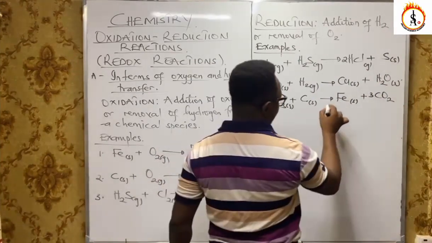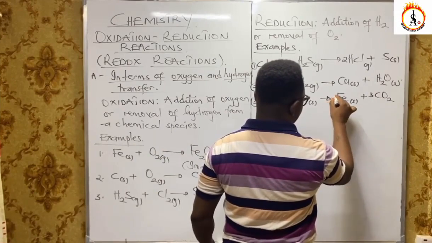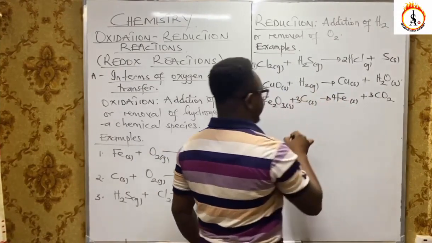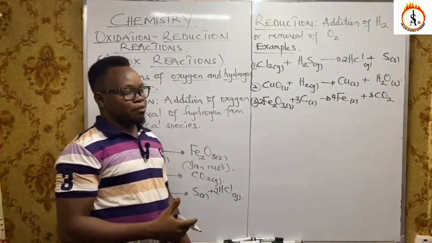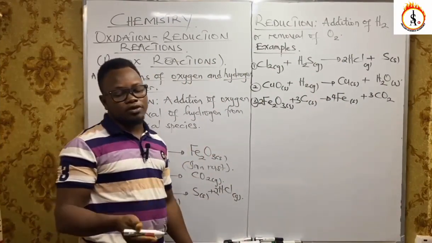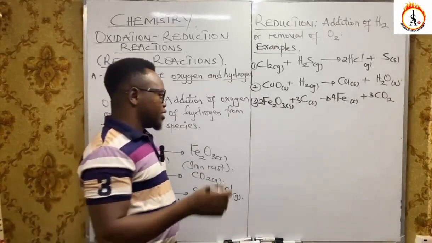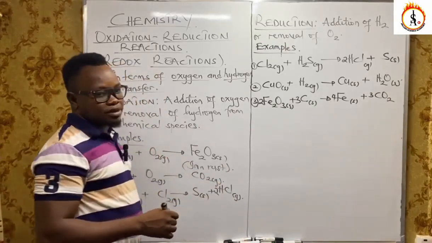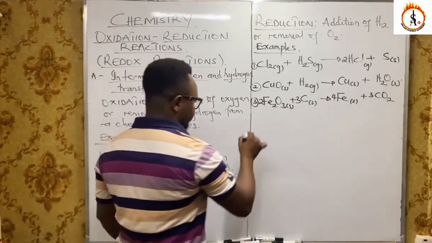By placing 2, iron becomes 4. And then we place 4 here. And we place 3 in front of this. So this becomes our balanced chemical equation. So this is for the concept of oxygen and hydrogen transfer. Now let's look at it under the concept of electron transfer.